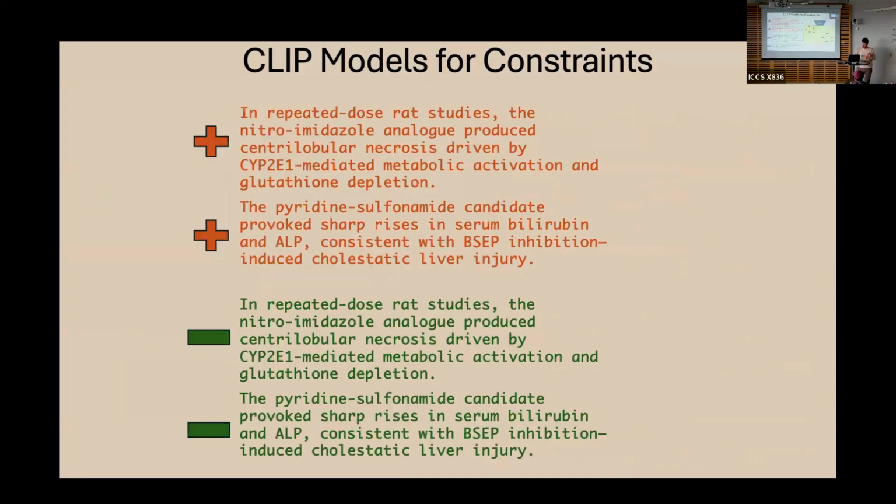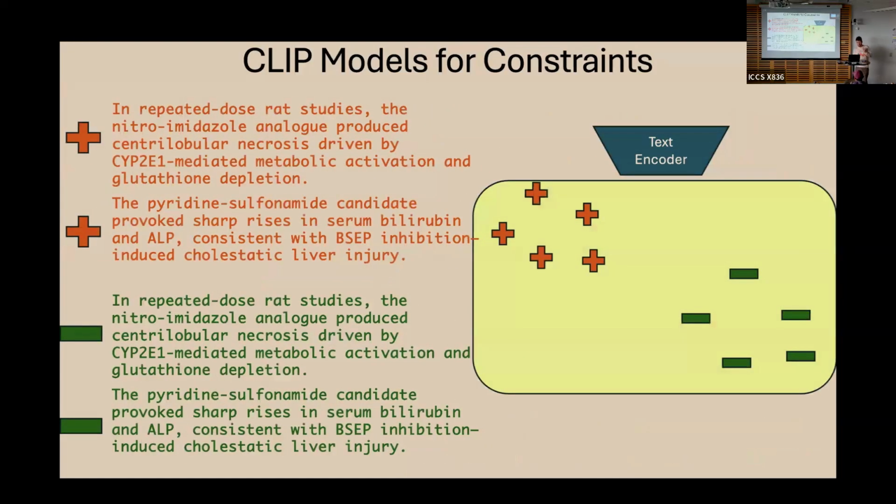And then what we do is we take these and we embed them using the text encoder that we had. Now this is obviously a very cartoon version of what we hope this looks like. But what we're hoping for is that, in some notion, the positive examples describing molecules that cause liver injury cluster, and the negative examples also cluster. Why would they do that? Well, the model was trained on molecules being described causing liver injury. And so those closeness constraints may be respected just by training on a giant pile of data.